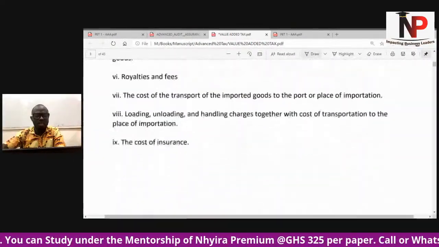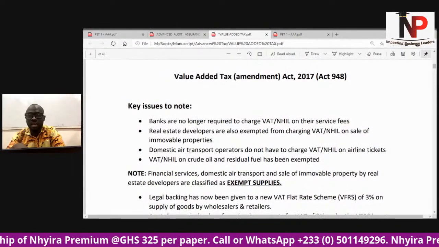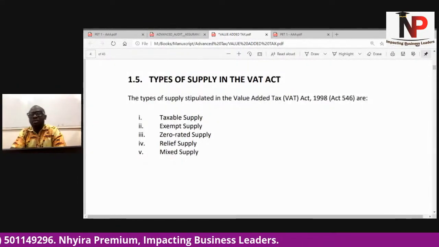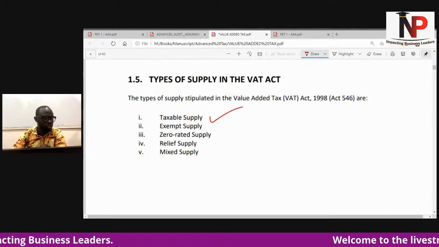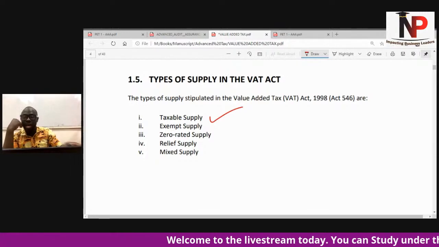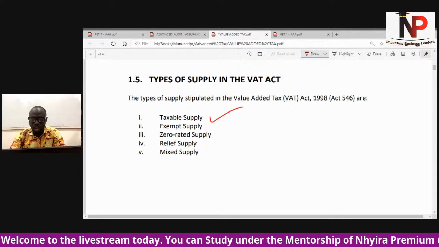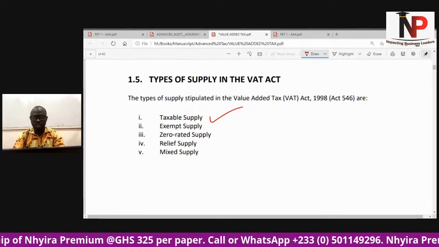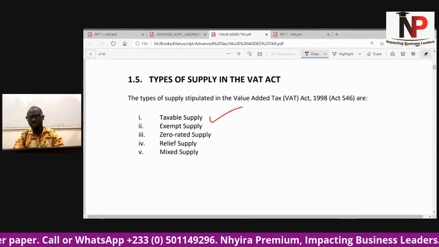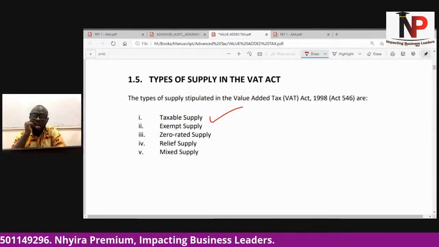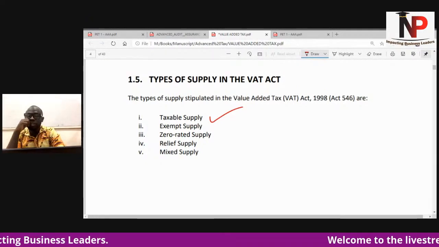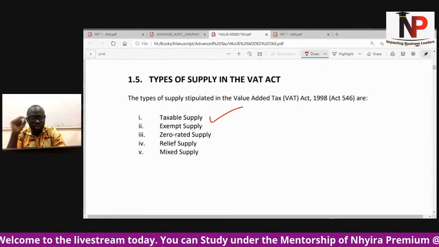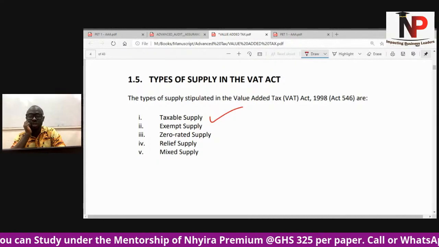Then we look at the various amendments that happened in the 2017 Act, Act 948. We spoke about that one as well. So we were on types of supply, and yesterday we discussed all the issues about the taxable supply. We spoke about the place of supply and the time of supply, and how we deal with those things in practice. So we want to move on to the rest of the types of supply: exempt supply, zero rated supply, relief supply, mixed supply, and then we're going to solve a practice question on how these pieces can be put together. I hope you are getting me.